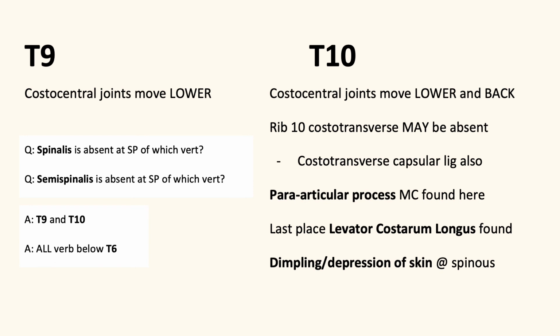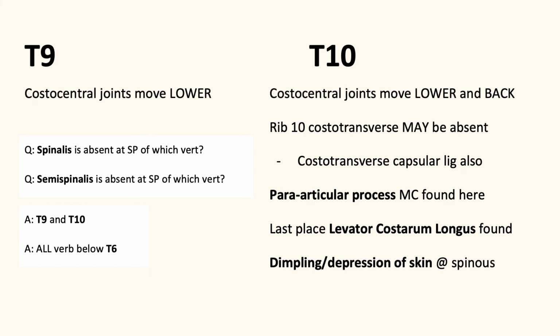T10, so page 98. Again, those costocentral joints are moving lower and further back. I can definitely send out the diagram that I included on the first exam material to help visualize that. They start to kind of shift back onto the pedicle almost. And the rib 10 costotransverse joint may be absent.